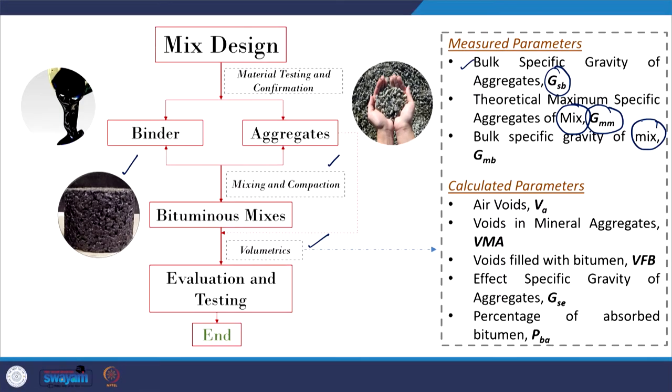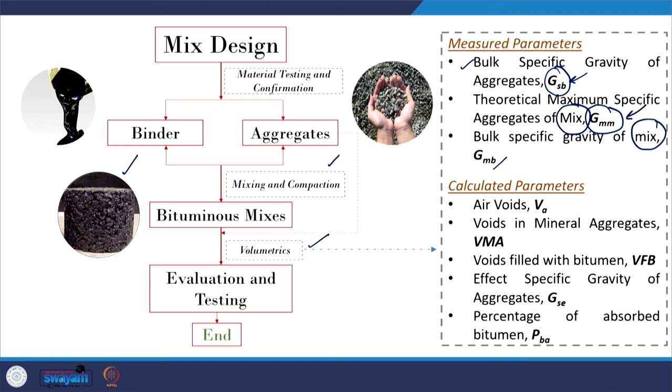The next measured parameter is the bulk specific gravity, again of the mix, which we have not discussed. We will discuss it today before we jump into the volumetrics, and this is denoted as GMB. Here again, we have to keep remembering these notations so that it becomes simple for us to understand the process of the mix design and the volumetric calculation. For example, G suffix SB denotes the bulk specific gravity of the aggregates.